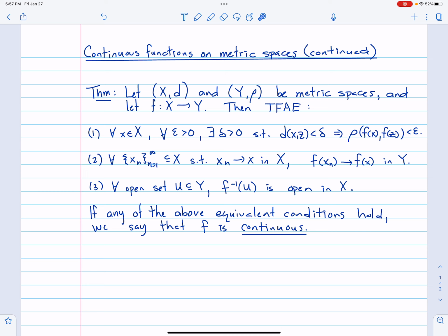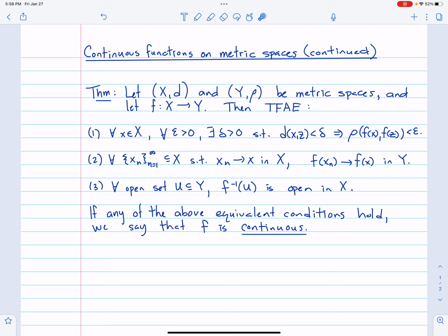And the third way that we saw basically says that whenever we have an open set in the codomain, we can look at the preimage of that open set in the domain, and that should be open in the domain. So, put more concisely, the preimage of any open set should be open if our function is continuous. And indeed, those three things are equivalent as we showed last class, and whenever one of these equivalent conditions, and in fact all of them, are true for a given function, we say that that function is continuous.